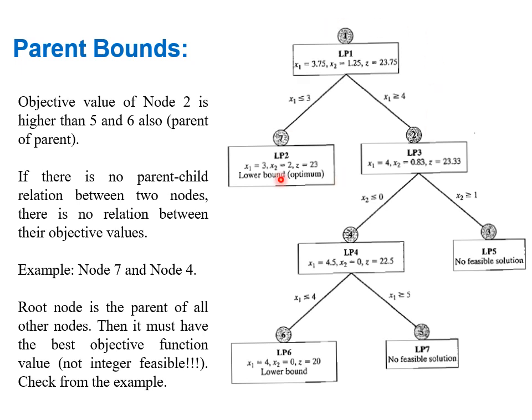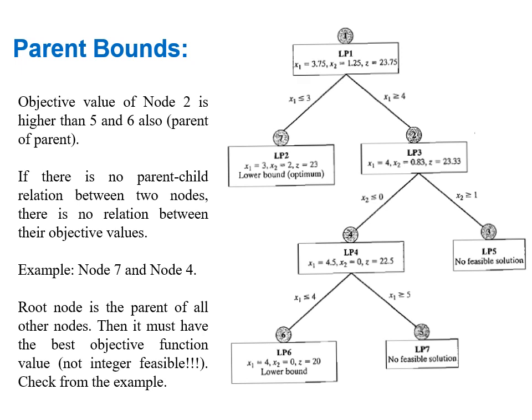So you see in this branch and bound tree between some nodes there are no parent-child relationship. Look, for example, this node 2 and node 7. There is no parent-child relationship. Therefore, we cannot say anything about their objective function values. We cannot know which one will be greater than the other one. Similarly, node 7 and node 3 or node 7 and node 4 do not have any parent-child relationship. Therefore, we cannot say that this node's objective value will be higher or lower than this one. It can be both of them. Okay, the parent bounds are only related with the parent-child relationships and parents of parents.